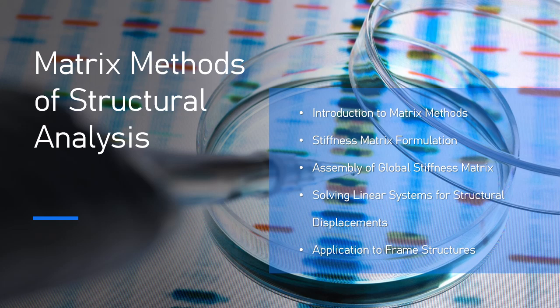The stiffness matrix K represents the structure's ability to resist deformations under applied forces, and its elements depend on the material properties, geometry, and boundary conditions of the structure. 3.2. Stiffness matrix for structural elements. The stiffness matrix can be formulated for individual structural elements, e.g., beams, trusses, columns, and then assembled to form the global stiffness matrix for the entire structure.